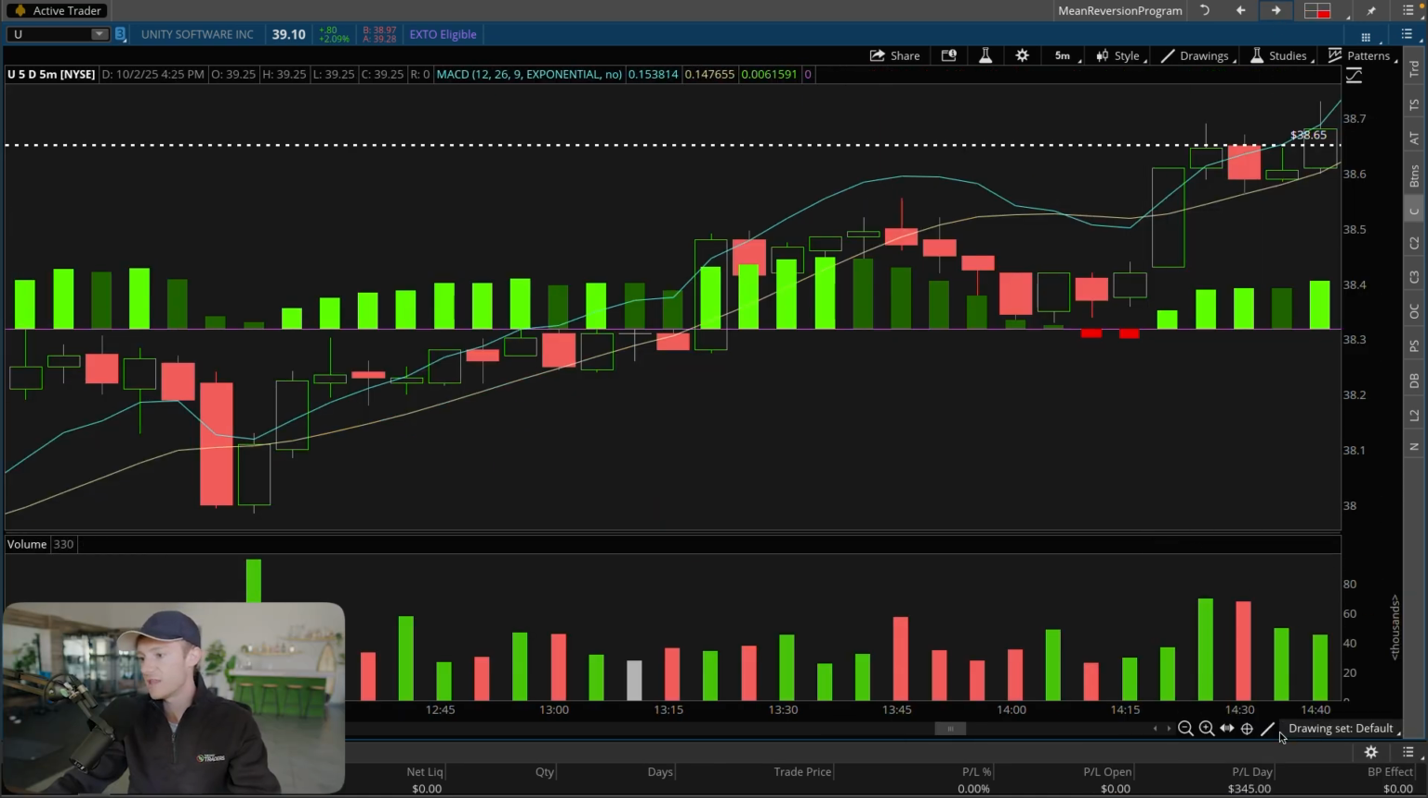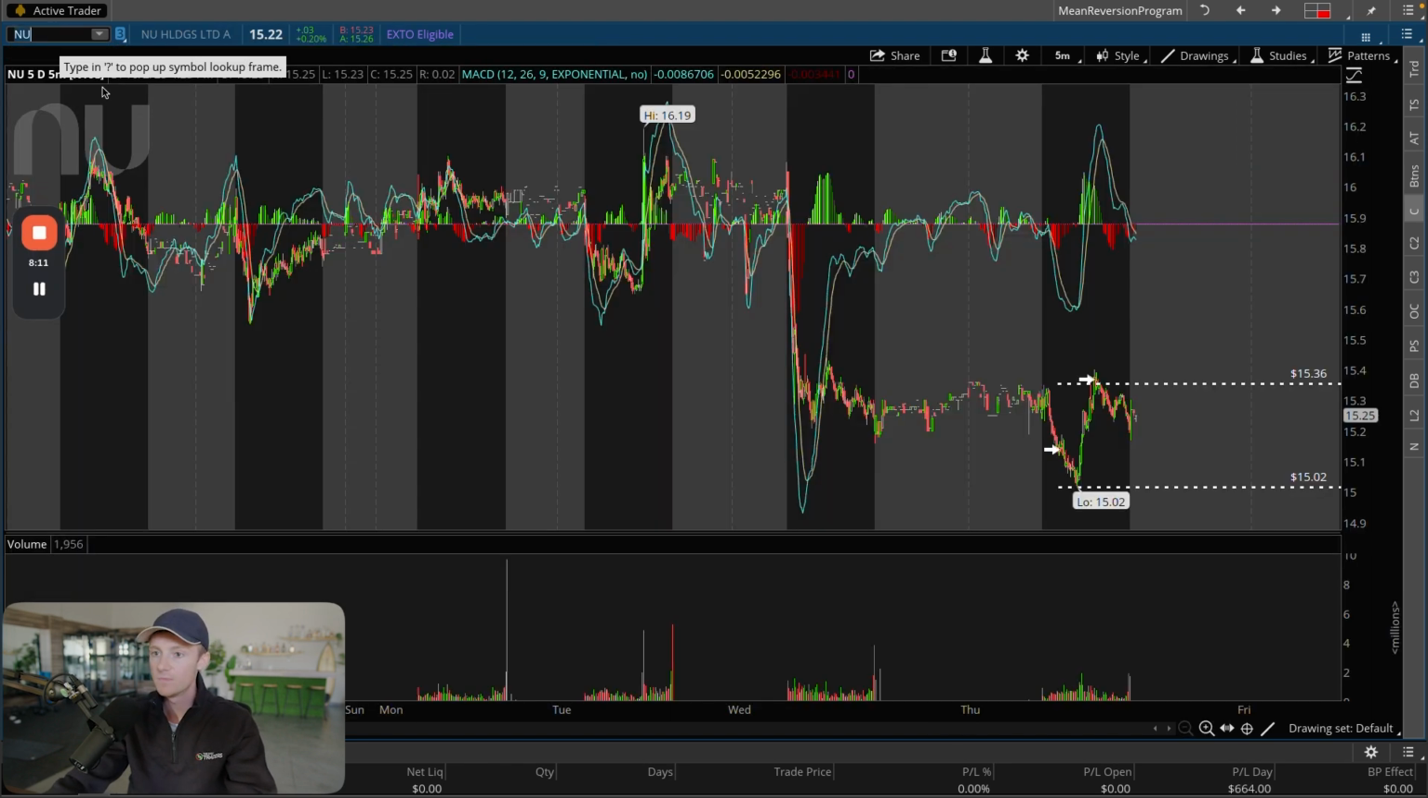So really solid trade there. $345 profit on this account. Now that was an equivalent of a net ROI of 21%. Okay, 21%. Now the other trade that I wanted to talk about, similar ticker, not U, but NU.